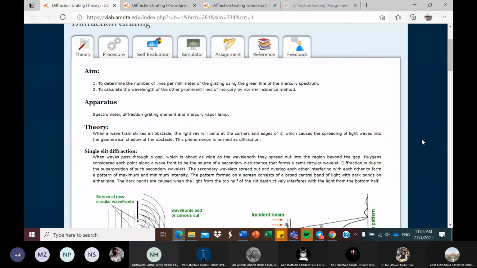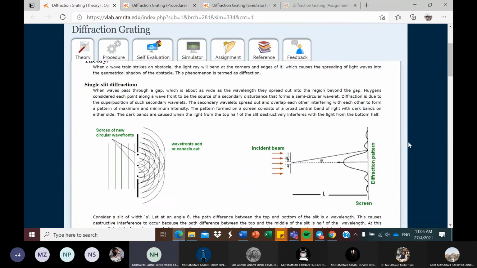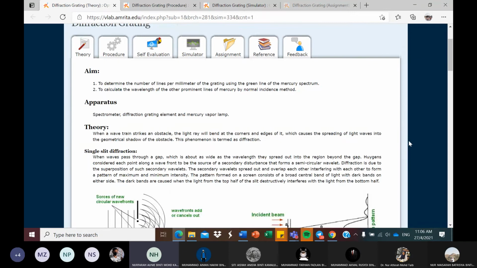Apparatus is spectrometer, diffraction grating element, and also mercury vapor lamp. So why we use mercury vapor lamp? Because atoms in dilute gas of the vapor lamp, when it radiates light, the light can be seen through diffraction grating as line spectrum, which is made up of bright lines of color.